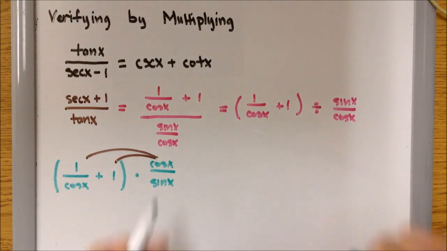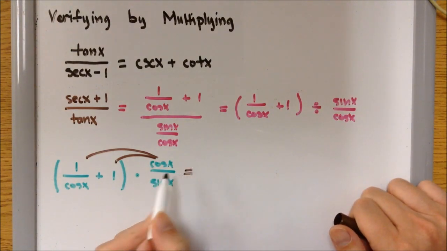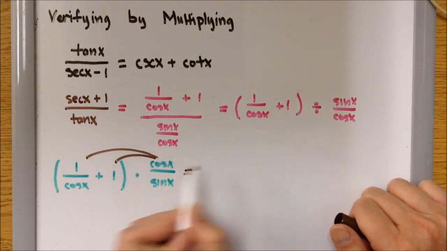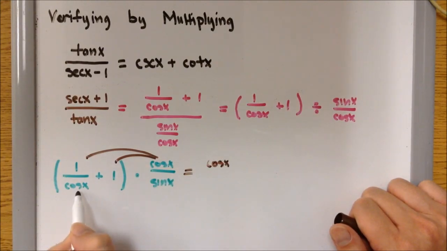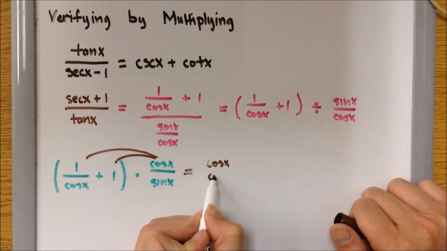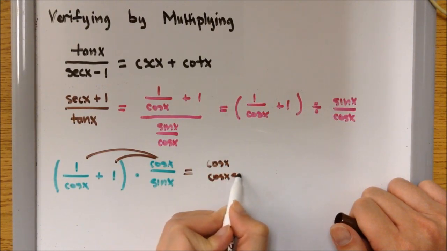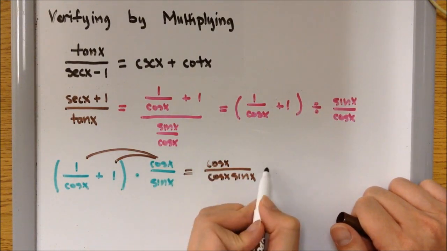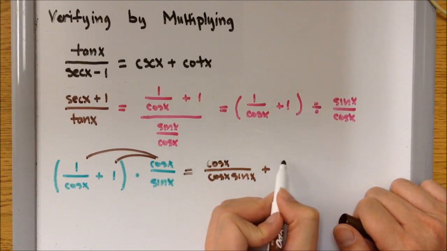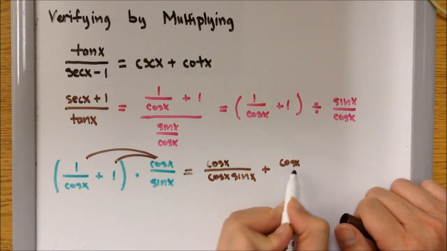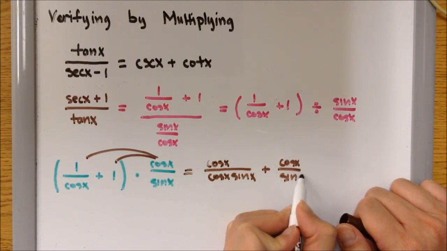So when we're distributing, the first part, you're going to have 1 times cosine of x will be simply cosine of x on the top. Cosine of x times sine of x will be cosine of x, sine of x, plus 1 times cosine of x over sine of x will be cosine of x over sine of x.